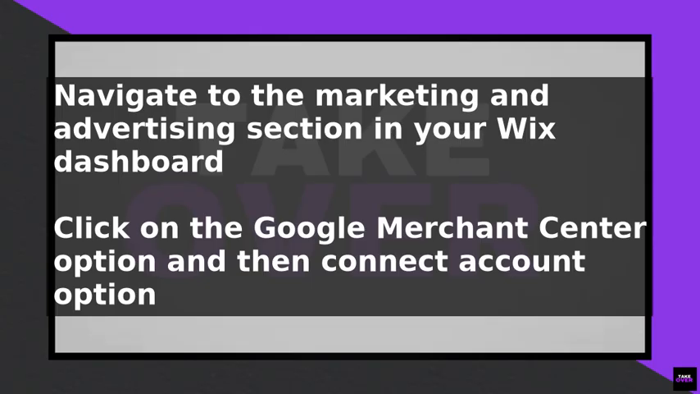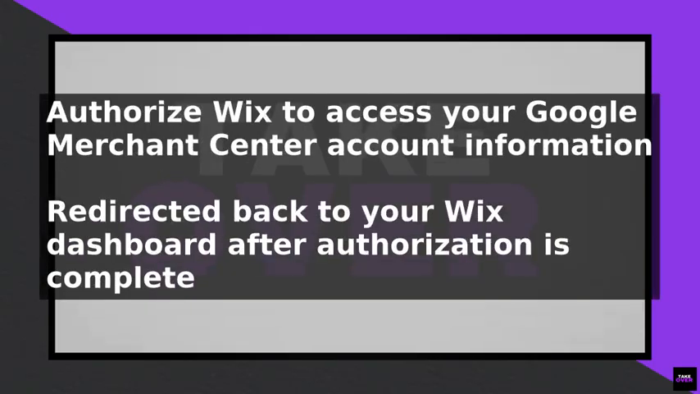In your Wix dashboard, you will see a prompt to set up your Google Merchant Center feed. This feed will sync your Wix store products with your Google Merchant Center account. Click on the Setup Feed option and follow the prompts to complete the setup process. You will need to choose the products you want to sync and set up your shipping and tax settings.